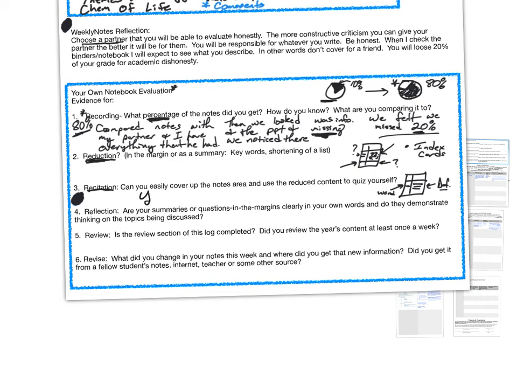You can just put yes or no, right? And in the margin summary, keyword, shortening of list, it's either yes or no. So really, when I grade the notebook, I just want to see yes or no here, yes or no here, the percentage, what you use to make that determination, what you're comparing it to.